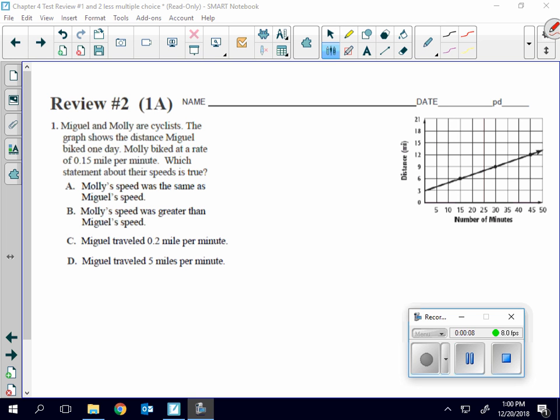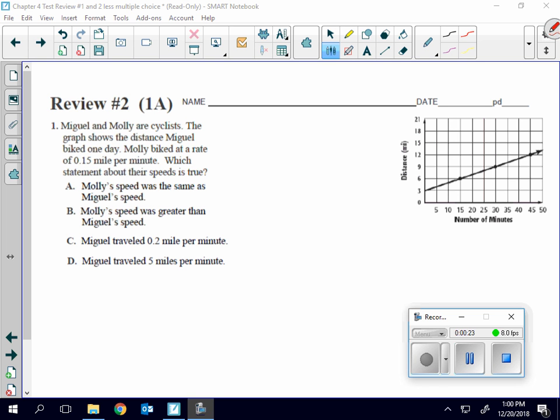Miguel and Molly are cyclists. The graph shows the distance that Miguel biked one day. Molly biked at a rate of 0.15 of a mile per minute. Which statement about their speeds is true?